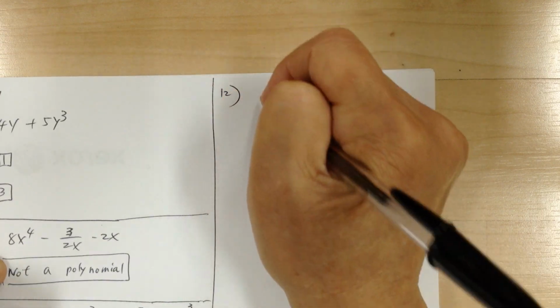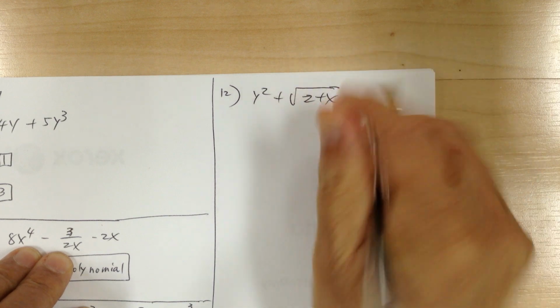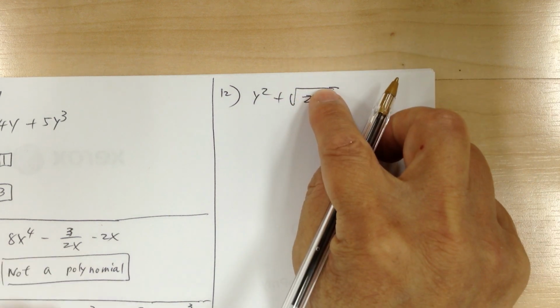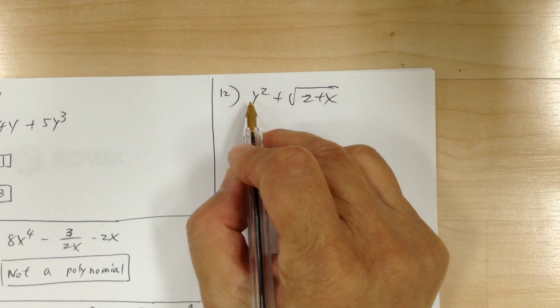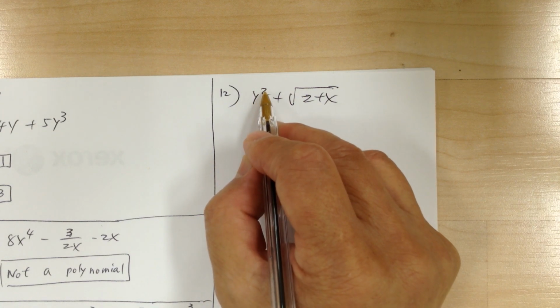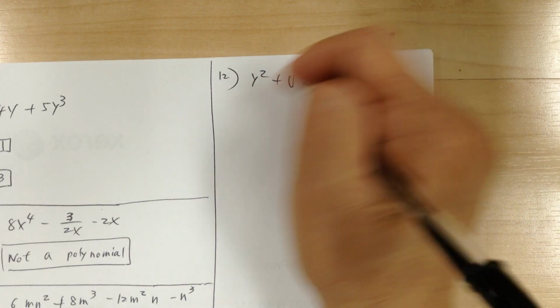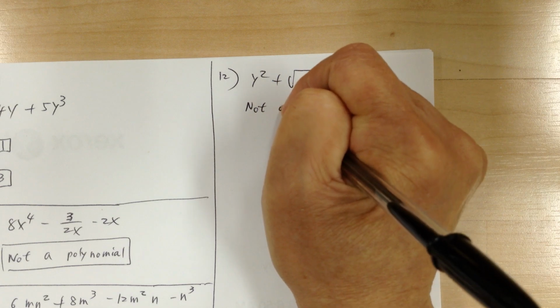Okay, for number 12, you got y squared plus square root of 2 plus x. Okay, so this part is not a polynomial. Again, a polynomial would be the coefficient, the variable, and an exponent that is a positive integer. So this is not a polynomial.